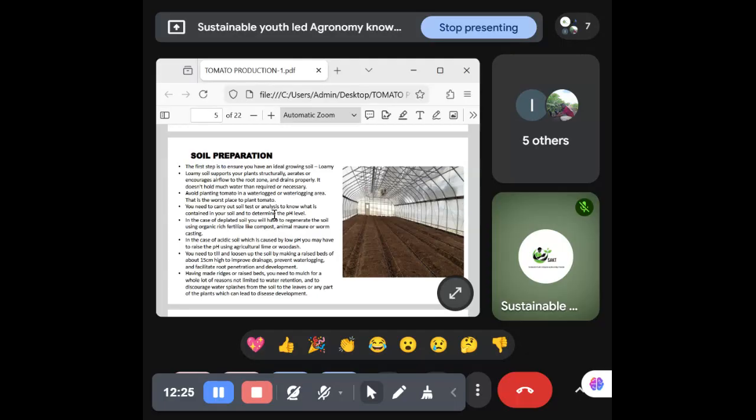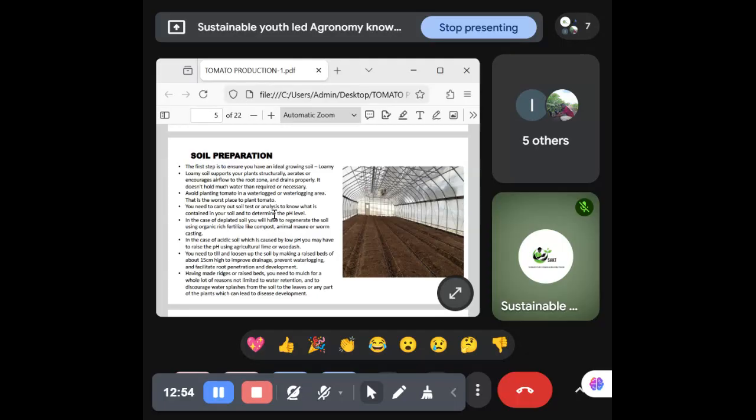The fourth on the list says you need to carry out a soil test or soil analysis to know what is contained in your soil and to determine the pH level as well. The essence of the soil test is to know what nutrient deposit is there and to what level, so that you know how to go about balancing it. Let's say you have more nitrogen there, or maybe calcium and so on.